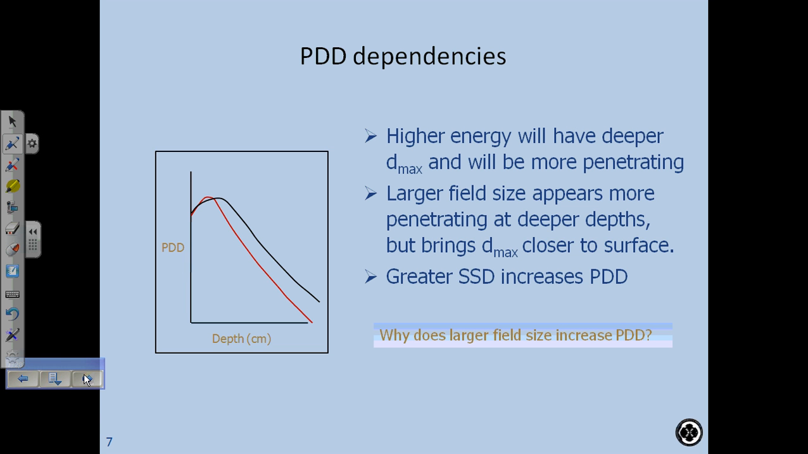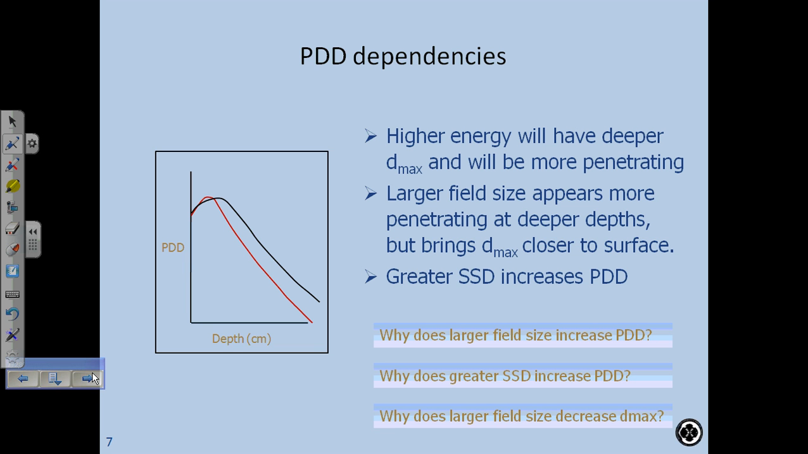Okay, so why does larger field size increase PDD? Let's just review. Scatter. Okay, scatter. Why does greater SSD increase PDD? We just talked about inverse square. If you would have to explain it to somebody, you could say a decreasing inverse square effect as you get further away, as you increase SSD. And then why does larger field size decrease Dmax? More low energy electrons. Yeah. Collimator scatter. Or photons, both, yeah.